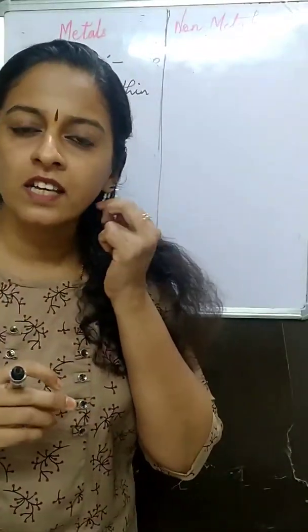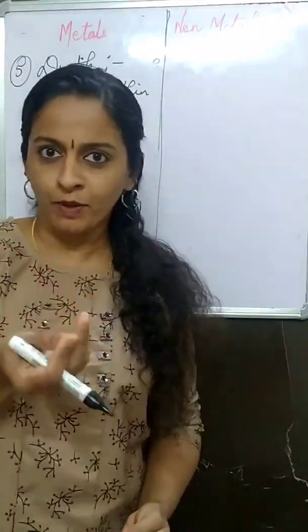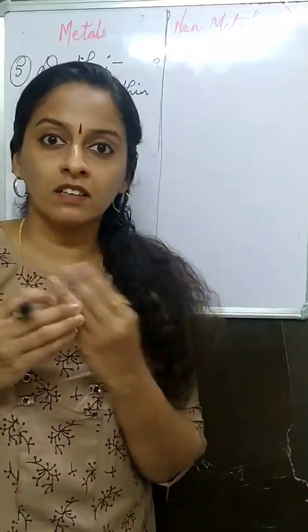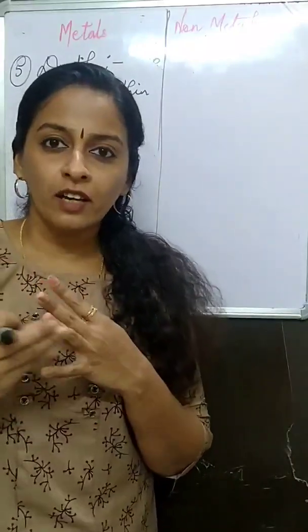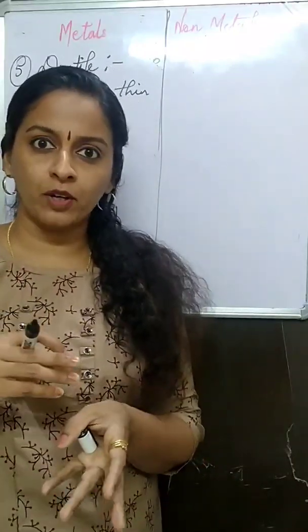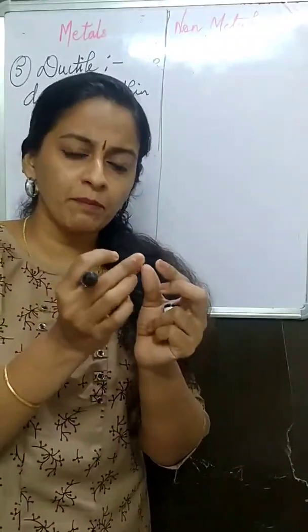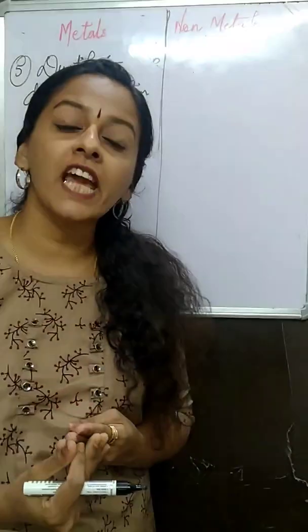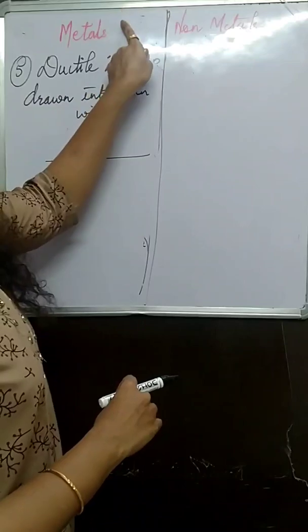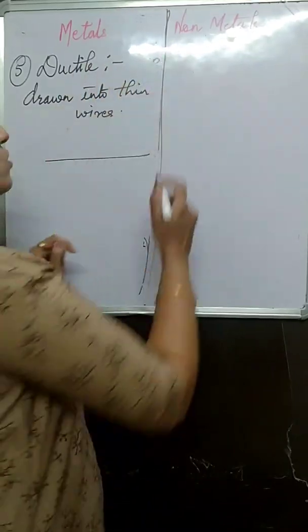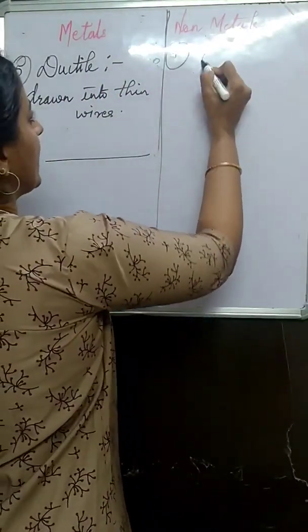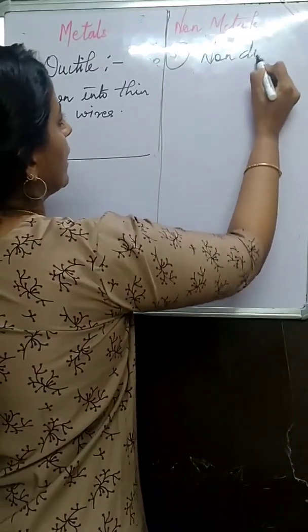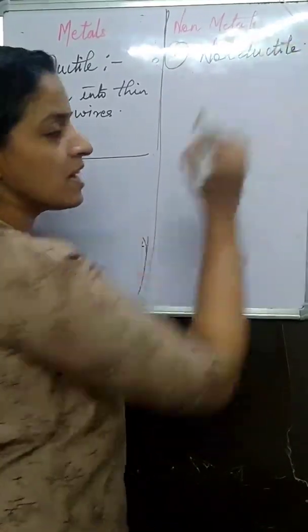Best example are the silver, gold ornaments that we wear. 1 gram gold and all you have purchased, no? 1 gram, nice earrings you get. Okay, nose rings you get for 1 gram and also 1 gram gold can be converted into thin wire. This property of converting metals into thin wires is called as ductility. So metals are ductile, whereas non-metals don't have this property. They are non-ductile. They don't have this property called as ductility.